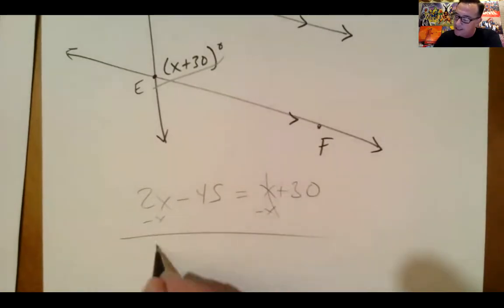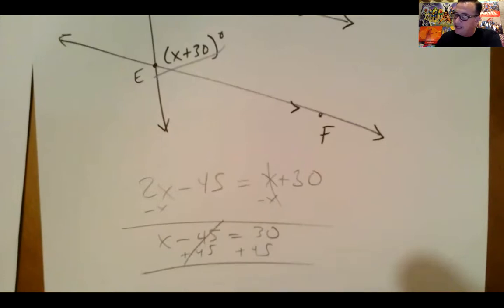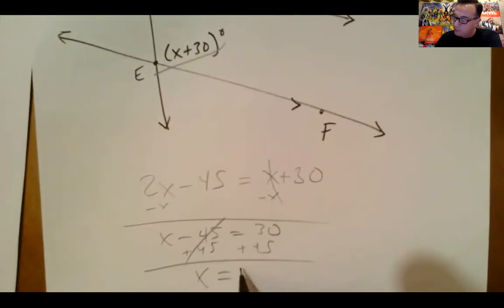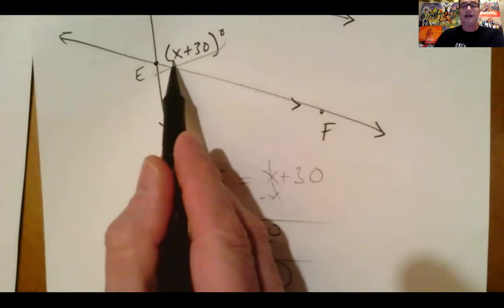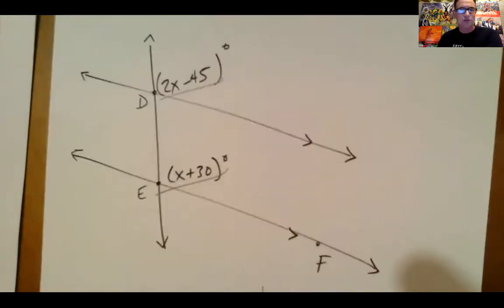So 2x minus x is x minus 45 is going to equal 30. I'm going to add 45 to both sides here. And if I do that, this cancels out and I get that x is equal to 75. Now that is not 75 degrees, that's just 75. If I want to figure out what the actual angle measures are, I'd have to plug it back in and tell you that this one was 105, as would this one be.